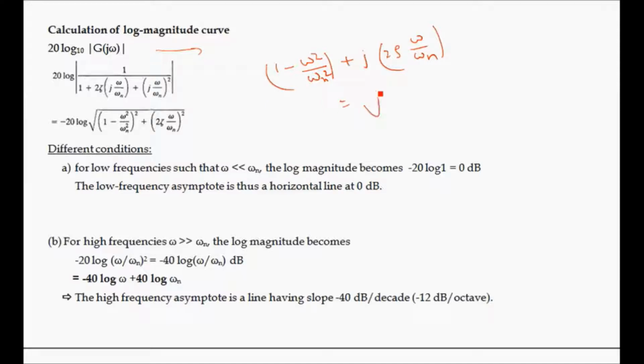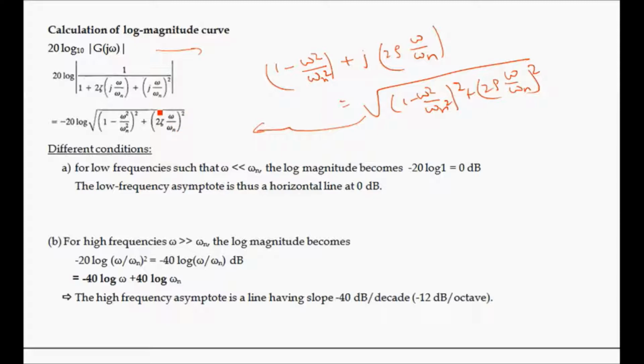If you square these and take the square root of the sum, you will get the value of the magnitude. So it is minus 20 log square root of 1 minus omega square divided by omega n square, the whole square, plus twice zeta omega divided by omega n, the whole square.